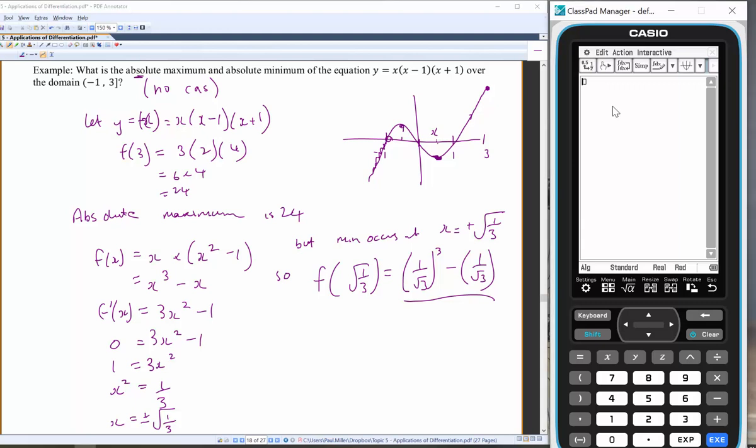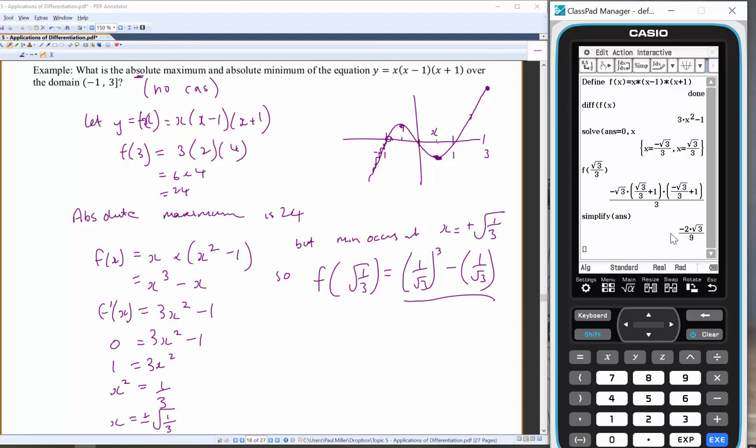Let's go ahead and see what the calculator says on this. And I'm sure that it's going to be able to simplify that. So let's just see. This will be a good exercise. X times x take 1 times x plus 1. Let's diff it. Solve. And we'll do f of this value here. Done that. Let's just simp it.